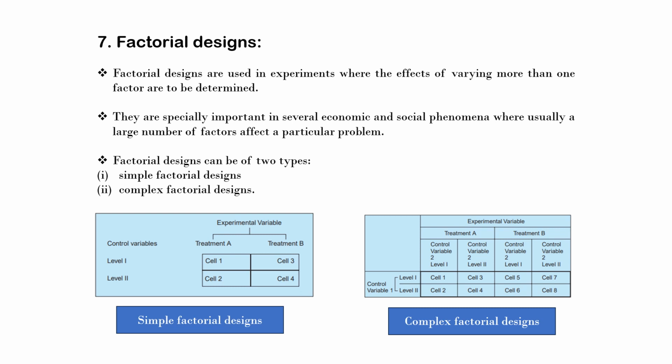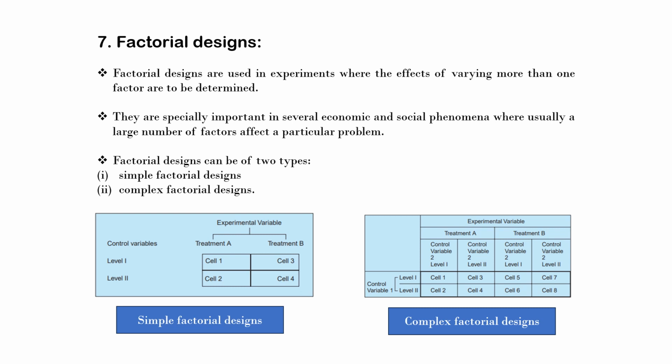So the next one is factorial designs. Factorial designs are used in experiments where the effects of varying more than one factor are to be determined, and they are especially important in several economic and social phenomena where a large number of factors affect a particular problem, and there are mainly two types: complex and simple factorial designs. In a simple factorial design, we consider the effects of two varying factors on a particular dependent variable like height, weight, or age, or something.